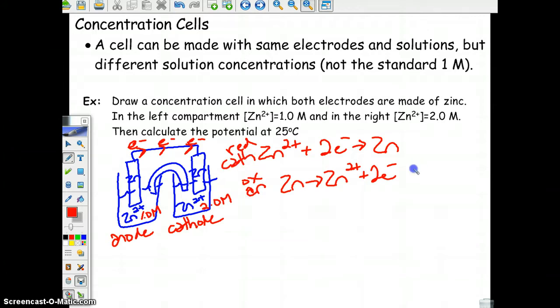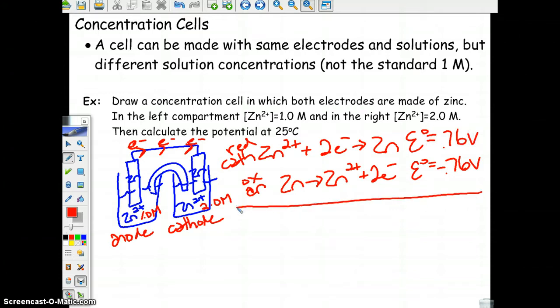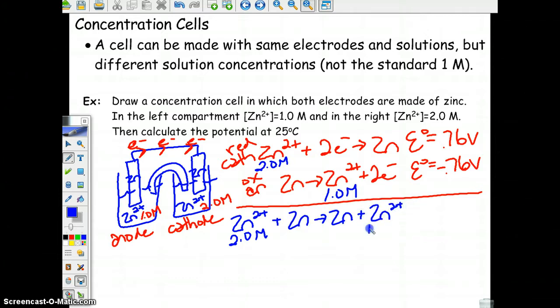The anode voltage is negative 0.76, and the cathode voltage is positive 0.76. So technically, when we add these together, everything would cancel out, but if I keep it here, keeping in mind that the cathode is the 2 molar and the anode is the 1 molar ion, and I keep that all in there, I end up with Zn2+ 2 molar plus pure zinc makes pure zinc, and Zn2+ 1 molar with a standard E of 0, but it's no longer standard because we have these 2 different molarities.